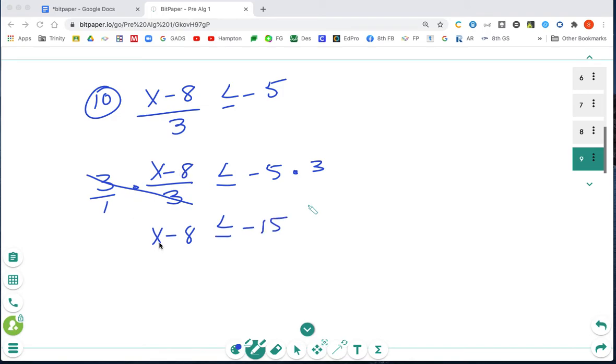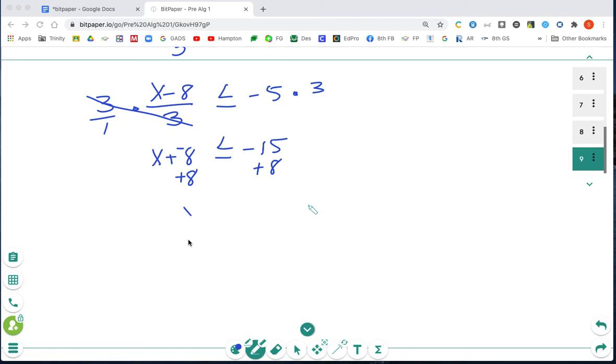Is the variable on the left? Yes, it is. Is it first? Yes, it is. Is it alone? It is not. So we need to do keep, change, change. And then we need to zero pair out the positive 8. That's going to give us x is less than or equal to negative 7.